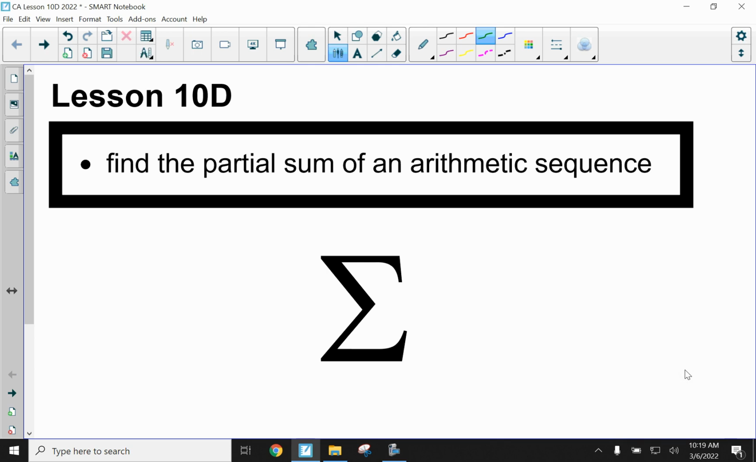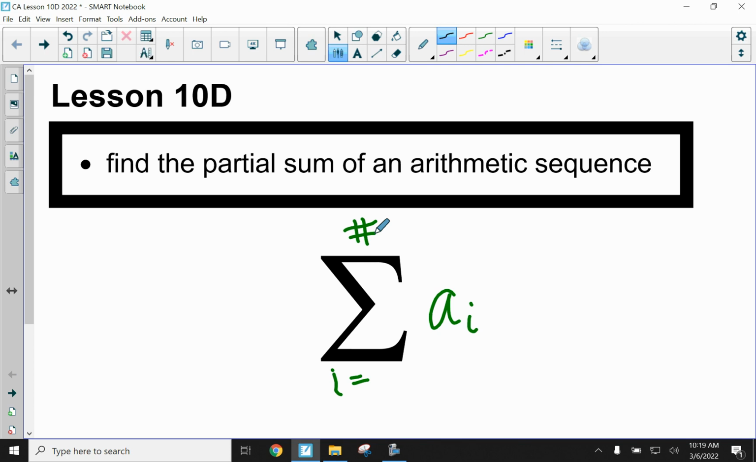Okay, in lesson 10C, we learned how to find the sum using summation notation. The way that works is you have a formula right here. The number down here tells you where to start, and then the number up here tells you where to finish. Plug them in, and then you would add up all of those terms. That's if you were doing it by hand. I taught you how to do that on the calculator.